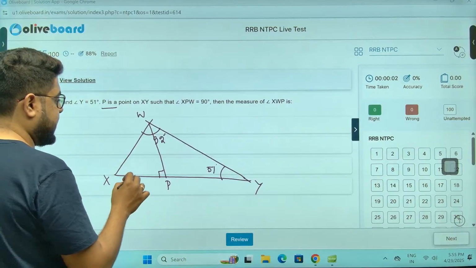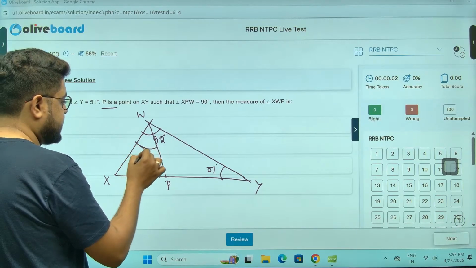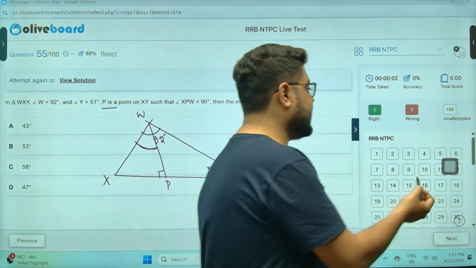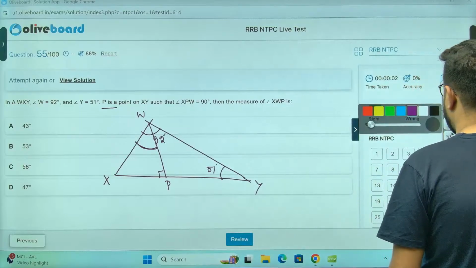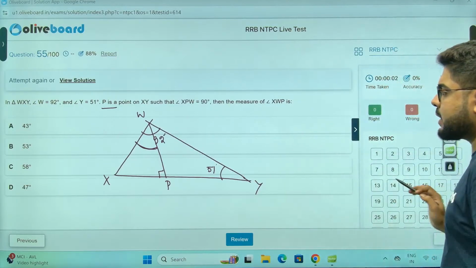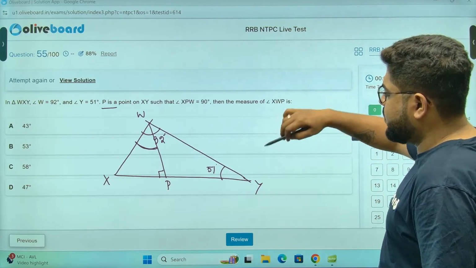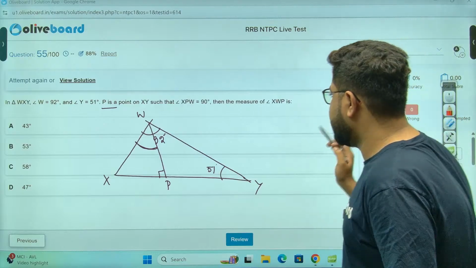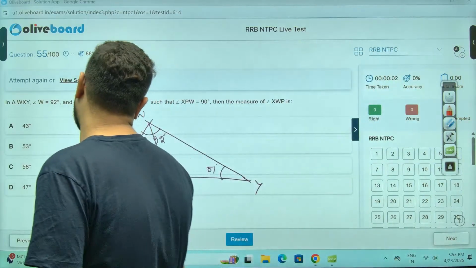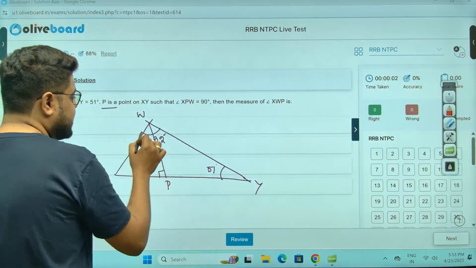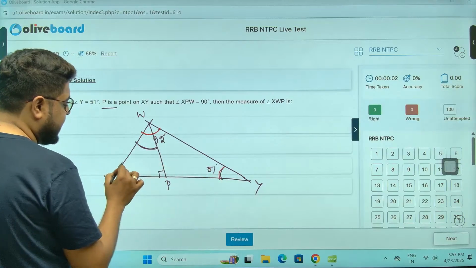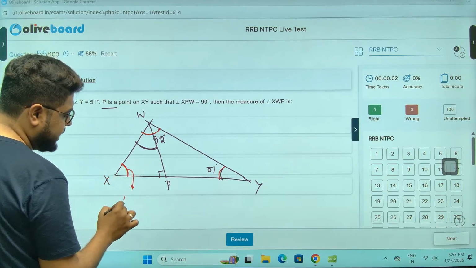XWP, this angle they are asking. Have I made the diagram correct? XPW is 90. XWP. Sir, this is very simple. This is 92 degrees. This is 51 degrees. Anybody can say this angle. This is how much, sir?